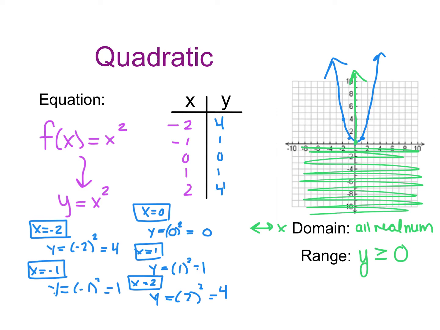So at this point, you should have a solid understanding of all of the 4 basic parent graphs, and you should be able to graph them at any time and identify their domain and their range.